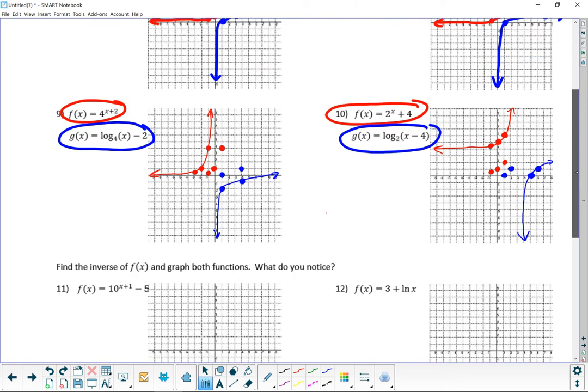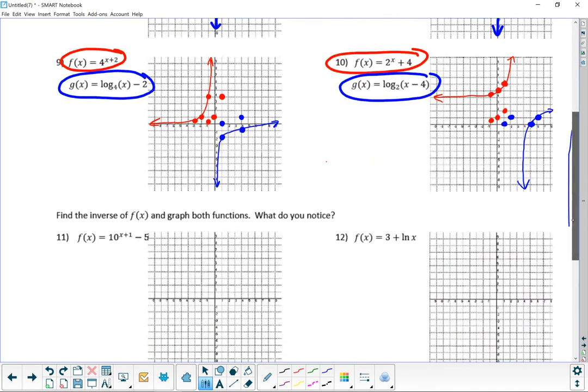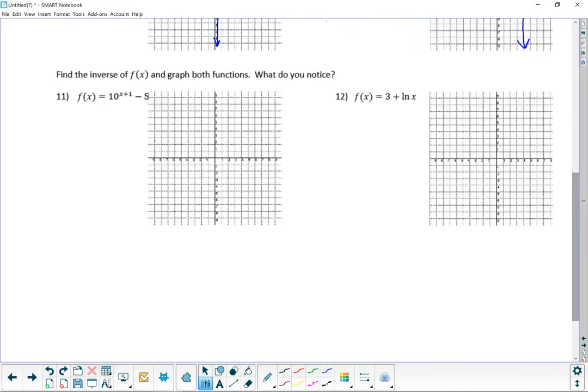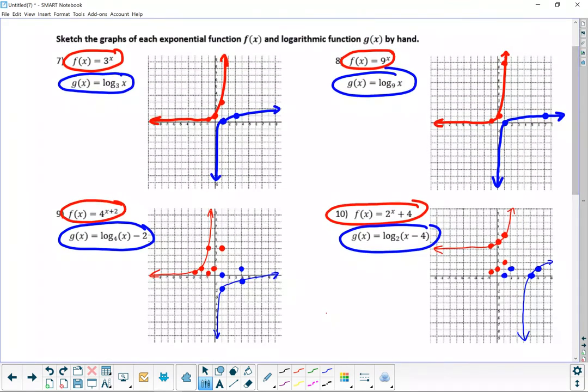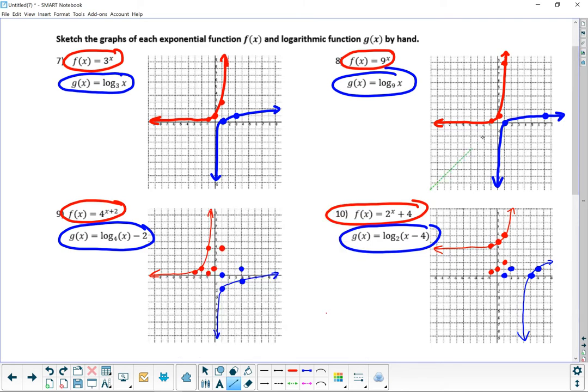Okay, so I was anticipating something, but the task was just to sketch the graph of each exponential function f of x and logarithmic function g of x by hand. Now the bottom two are the two that I want you to see. Let's talk about it now. For all of these, what did you notice? You might have noticed that for each of those functions, it looks exactly the same along the diagonal.